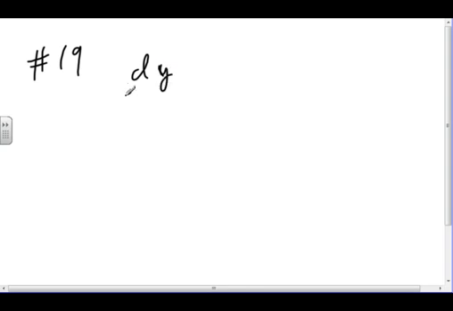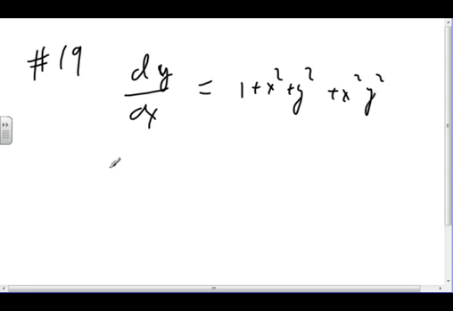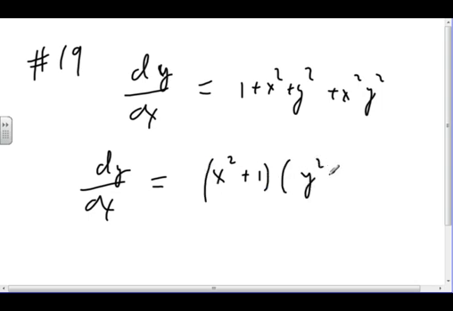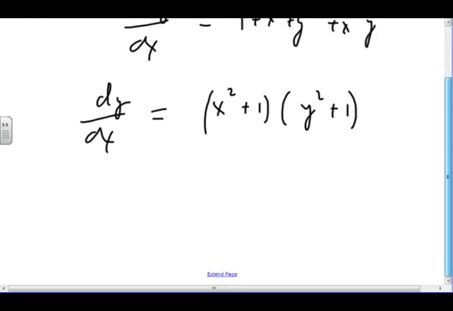dy/dx equals 1 plus x squared plus y squared plus x squared y squared. Good thing we did Tech Math 2, otherwise we wouldn't be able to factor this, right? Alright, if I had x squared plus 1 times y squared plus 1, I'd have x squared y squared, I'd have an x squared, I'd have a y squared, and I'd have a 1. Oh, good, excellent. Now I can separate my variables.